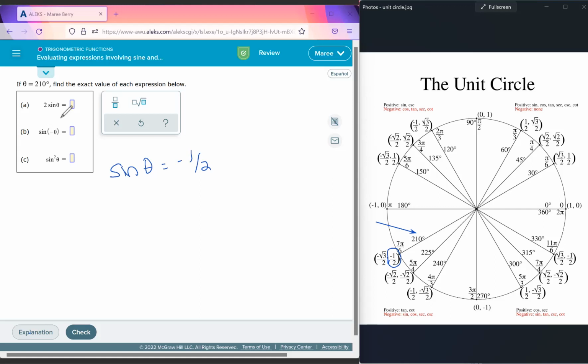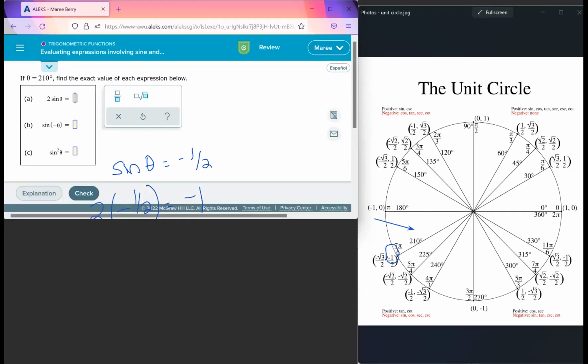So if I want 2 times the sine of theta, I'm going to do 2 times negative 1/2, which is equal to negative 1. So I'll come into this box and I'll type negative 1. There we go, negative 1.